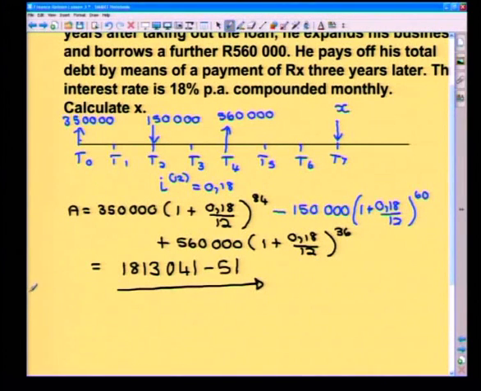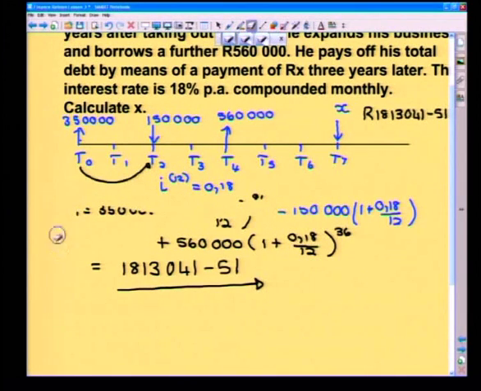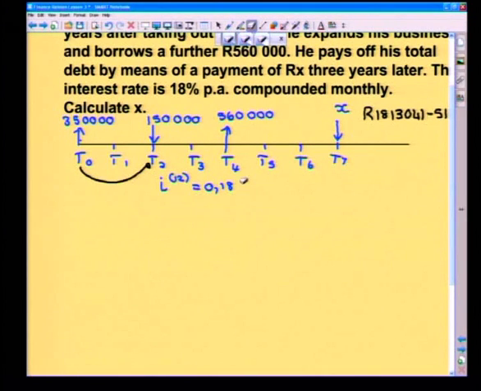Right, the second way to do it is I basically do this bit by bit. So I start off by saying, let's take this 350,000 that he's owing and work it from here to there. Once I'm at T2, then I would subtract what he pays and I'd go and work it out. So what I want to do is quickly just store this number so we can compare it at the end. 1813041 and 51 cents. Right, let's take this away now, and let's go back to the question and work with it.